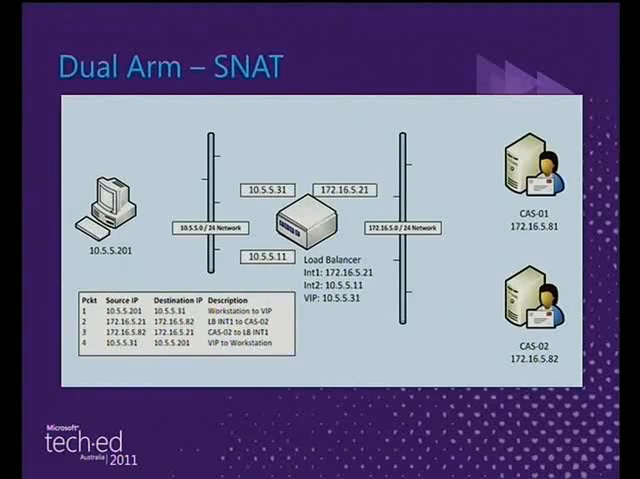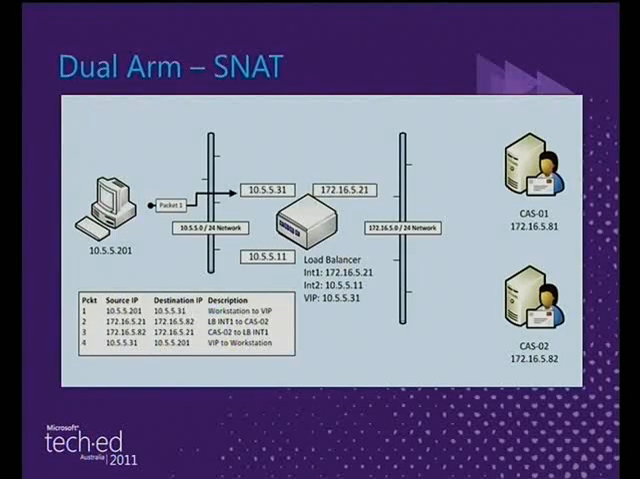So in this case, we've got a load balancer attached to two separate networks. One of them is client-facing. That could be a public, untrusted network, for example. That could be an internal network that has clients on it. In this case, it's the 10.5.5 network. Our server infrastructure, however, is located on the 172.16 network. So we have two different network interfaces.